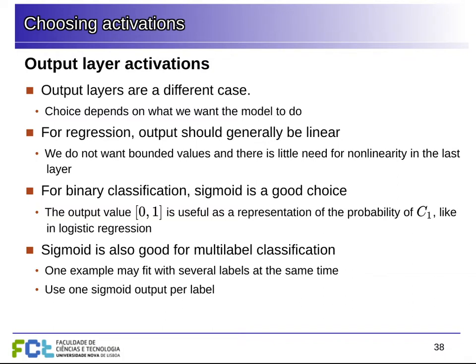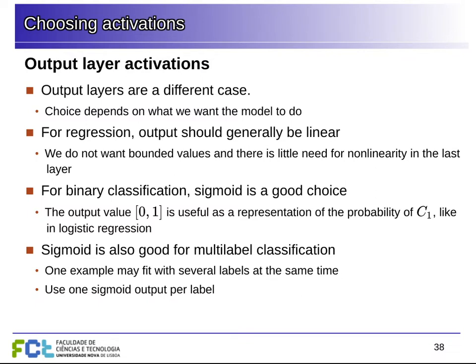For binary classification, the sigmoid activation is a good choice, like what happens in logistic regression, because with an output value between 0 and 1, we can interpret it as the probability of belonging to class 1. So if we only have two classes and we are distinguishing between class 1 and class 0, we can use the value of the sigmoid as representing the probability of belonging to that class, and this gives us a nice way to interpret the results of the network.